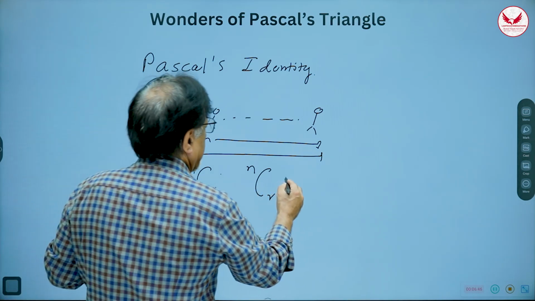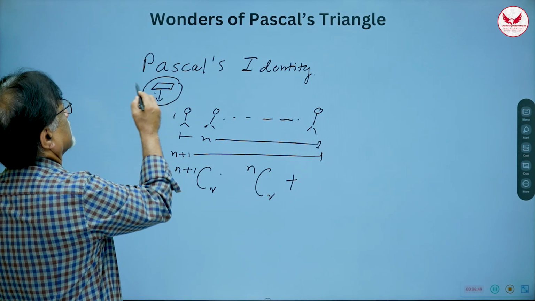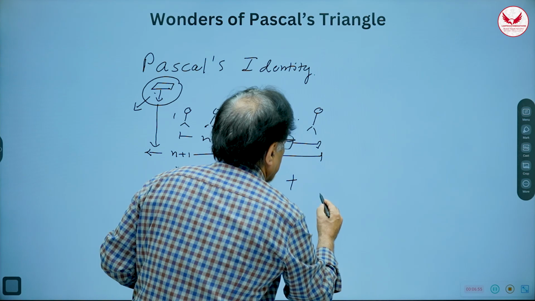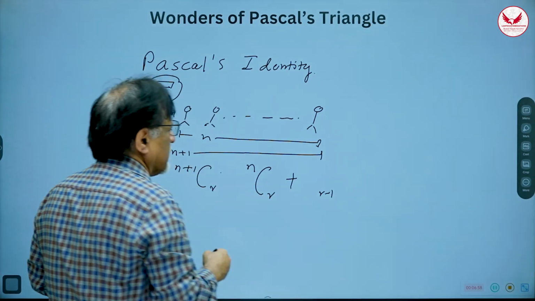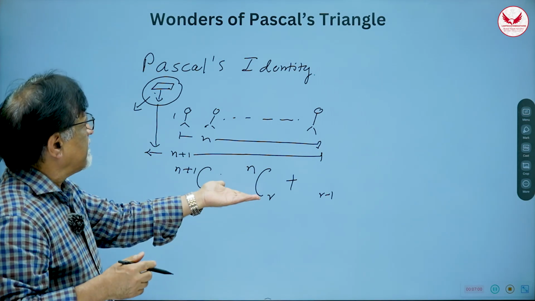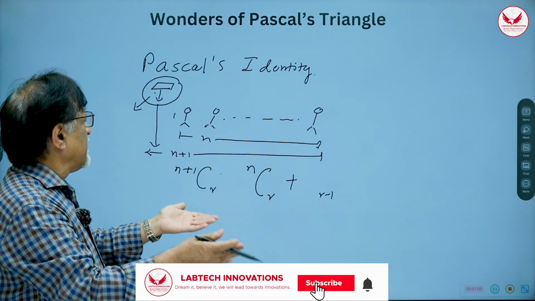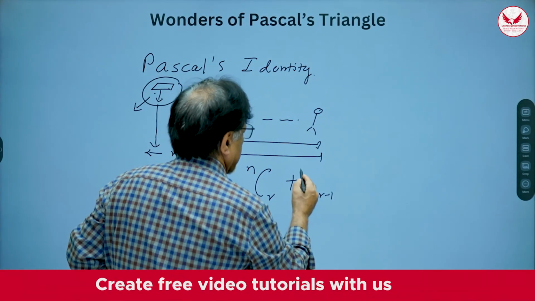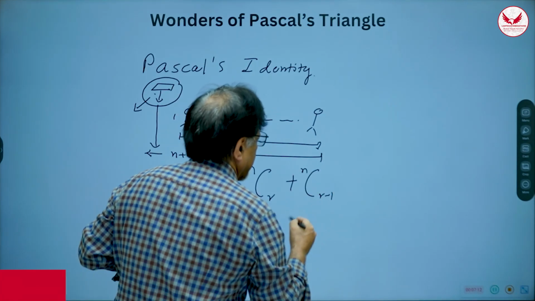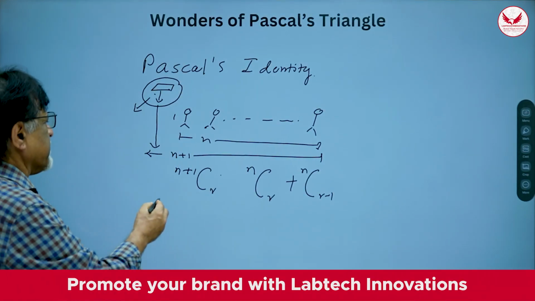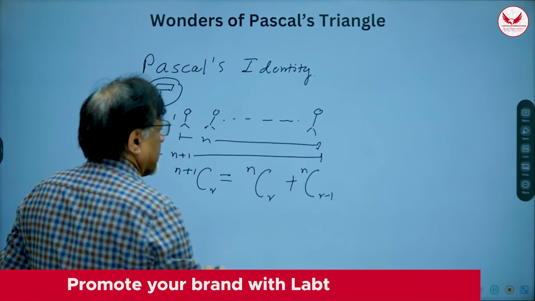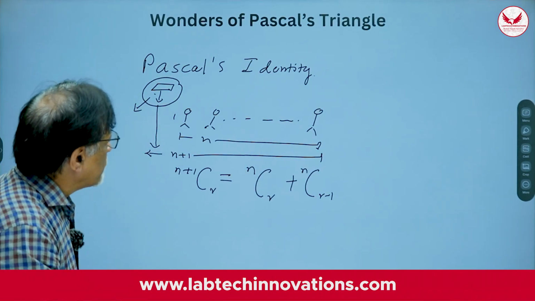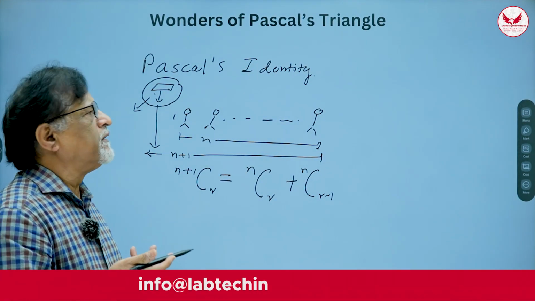Now, let us find out. If I include this person, I don't have to select r people now. I want to select only r minus 1 persons, because one is already there in the committee. So these r minus 1 people are to be selected from these n. That is nC(r minus 1). So a very simple identity which says that nCr plus nC(r minus 1) must be equal to (n plus 1)Cr. Now this looks like a very innocent identity. What kind of wonders will it have?